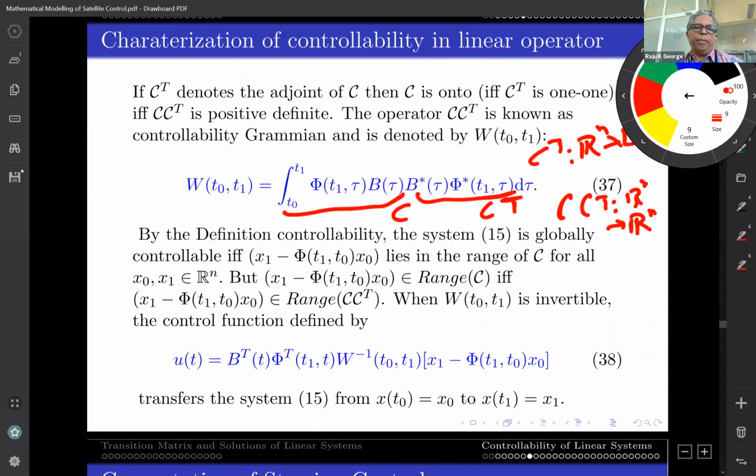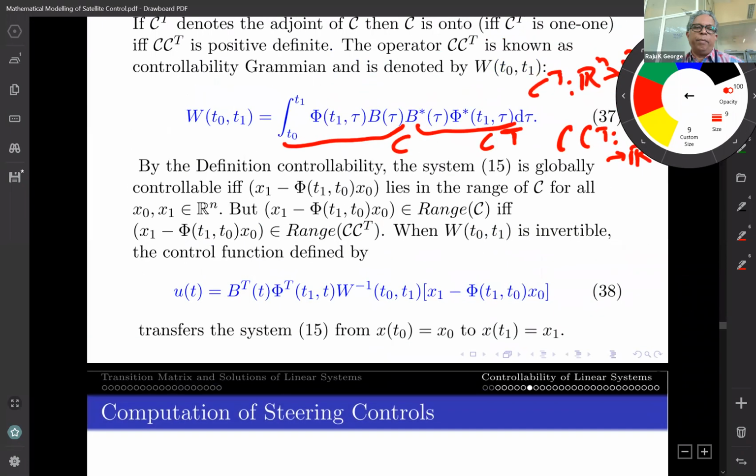We can also show that if that matrix is invertible, so W inverse exists, and if you define a controller by B transpose, phi transpose, W inverse, times x1 minus phi(T1, T0) x0, this is a controller which is steering my initial state x0 to a final state x1 during the time interval t0 to t1. It steers any arbitrary initial state x0 to a desired final state x1 in the time interval t0 to t1.